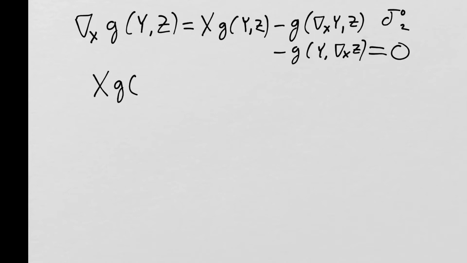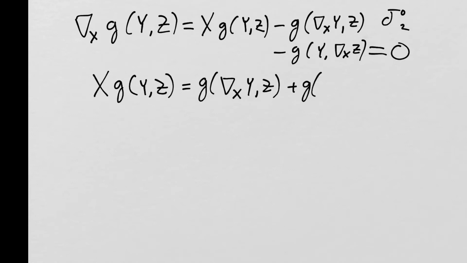The differential operator x acting on g being fed y and z equals g being fed the covariant derivative in the direction of x of y and z, plus g being fed y and the covariant derivative in the direction x of z. This is called the Ricci identity.